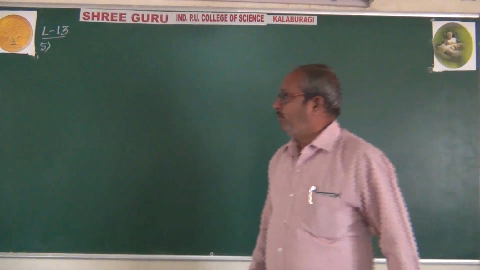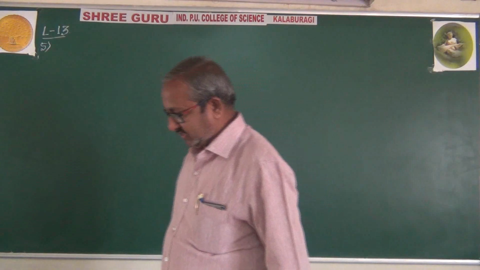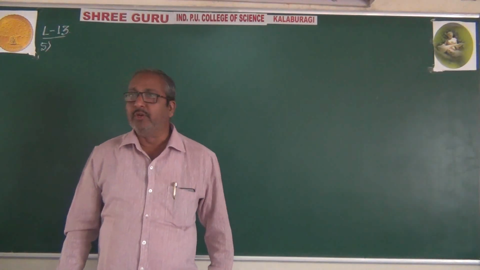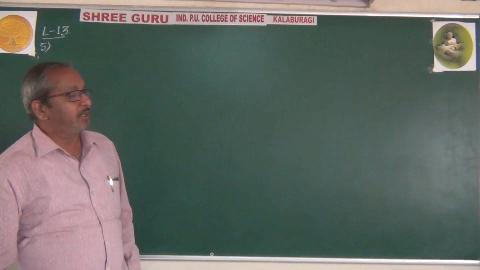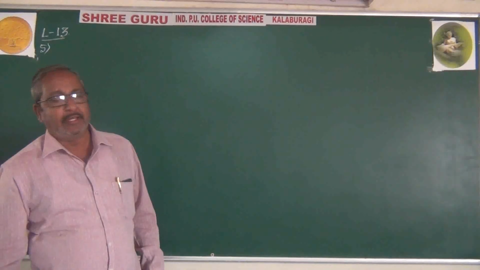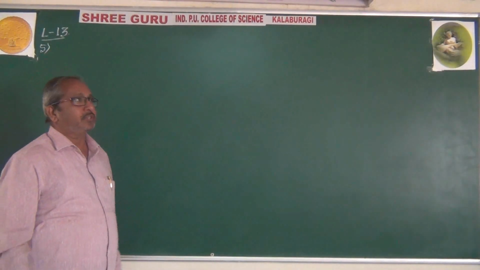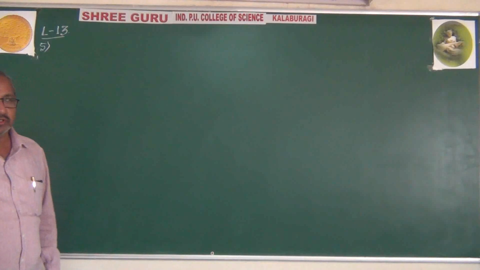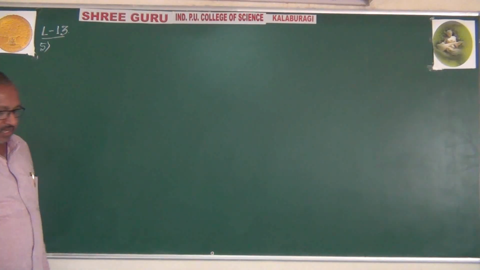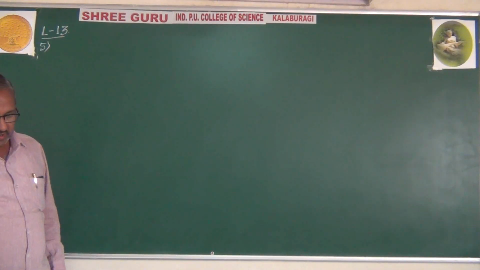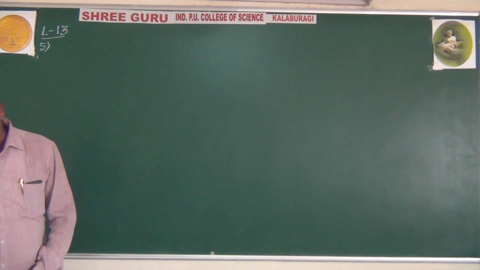As we completed a few numericals on motion of a body along a straight line, one of the questions I wrote on that in the last class was the drunkard.